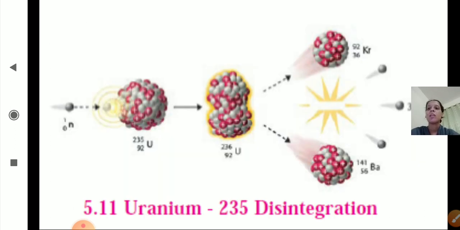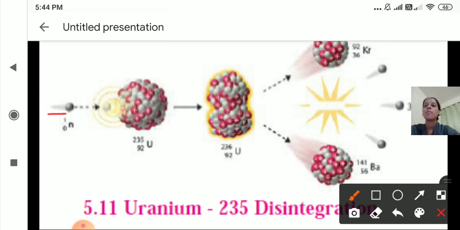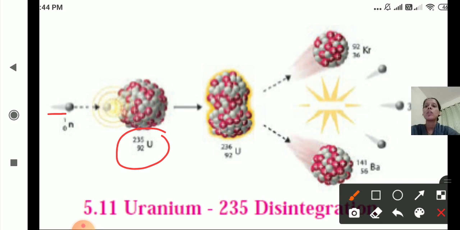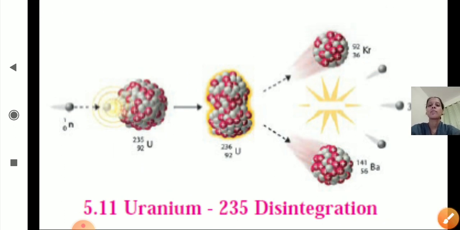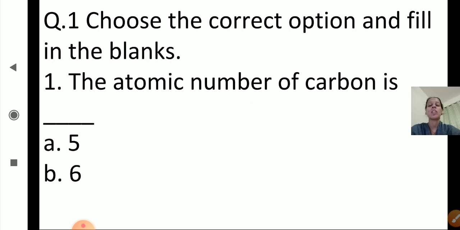This uranium-235 disintegration is shown here in the picture. On bombardment with slow-speed neutrons, this uranium-235 goes under nuclear fission, and here it is krypton and barium and 2 to 3 neutrons, as you can see here. Okay, so this is about uranium-235 disintegration. Now we will see the questions.